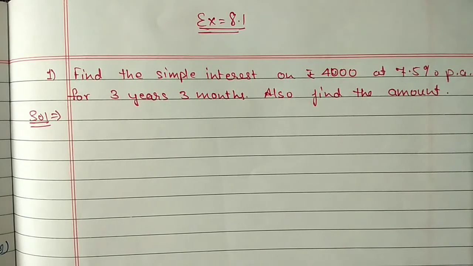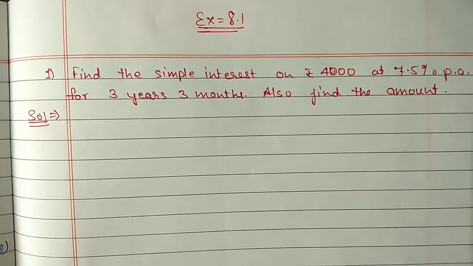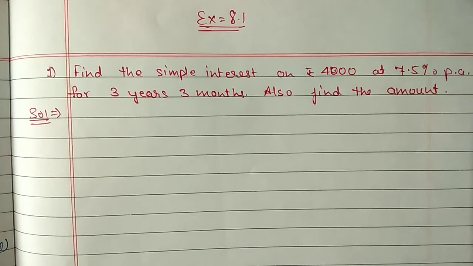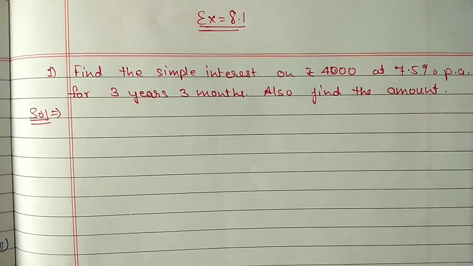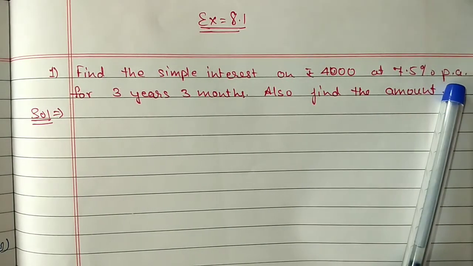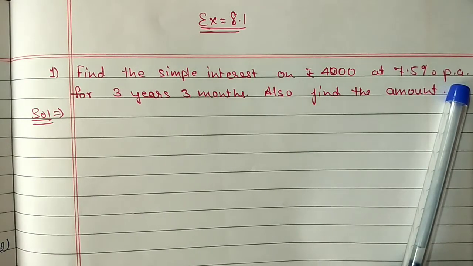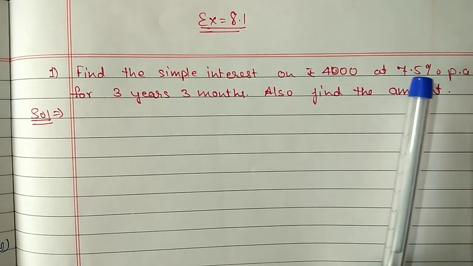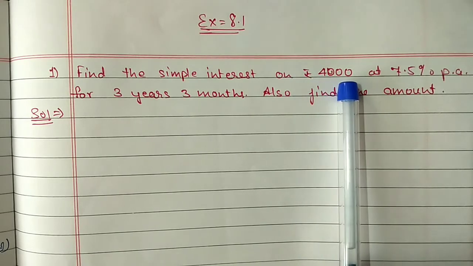Now we will start exercise 8.1. First question: find the simple interest on rupees 4,000 at 7.5% PA for 3 years 3 months. Also find the amount. So here 7.5% PA means per annum. Per annum means yearly, once we are getting interest on these 4,000 rupees.